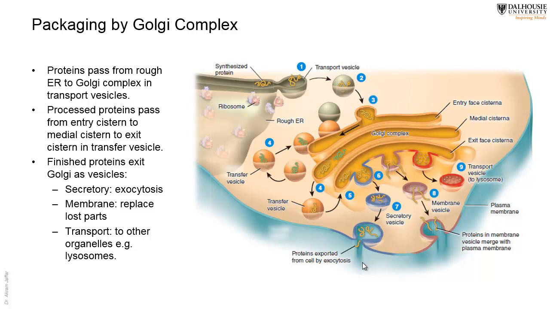The proteins will pass from the rough endoplasmic reticulum to the Golgi complex in transport vesicles, and then they will be processed and packaged. What I mean by processed: for example, a protein is attached to lipids, so it becomes a lipoprotein. Some of the proteins can be attached to glucose to become a glycoprotein. Remember the glycoproteins that were present in the cell membrane.